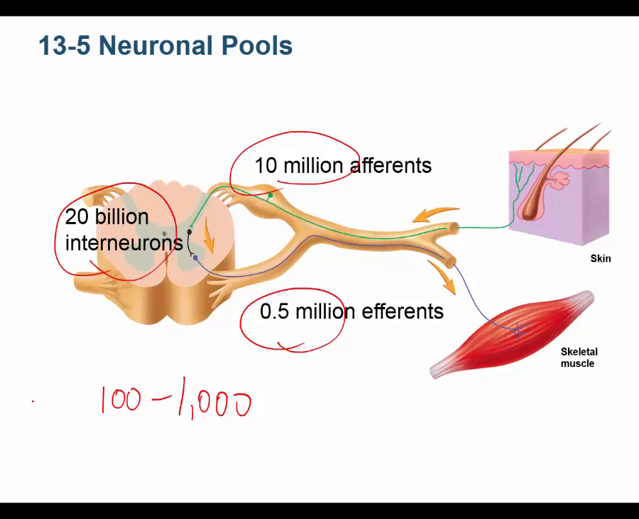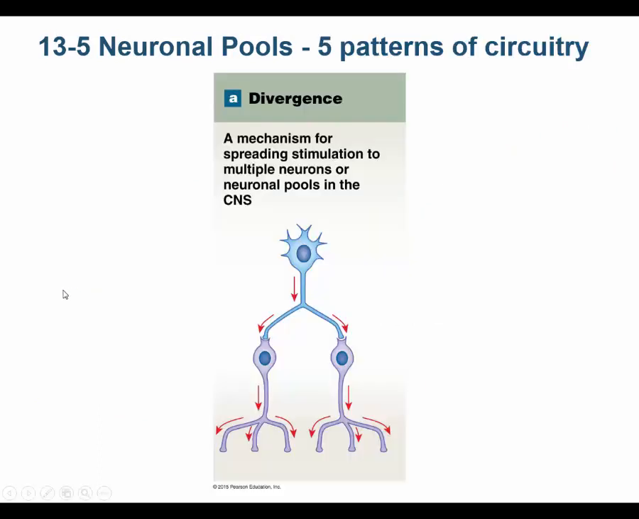So what the heck do I mean by these neuronal pools? Well, here's what I mean. This is an example of a neuronal pool. This is called a diverging pool, where one interneuron talks to two or more other interneurons.